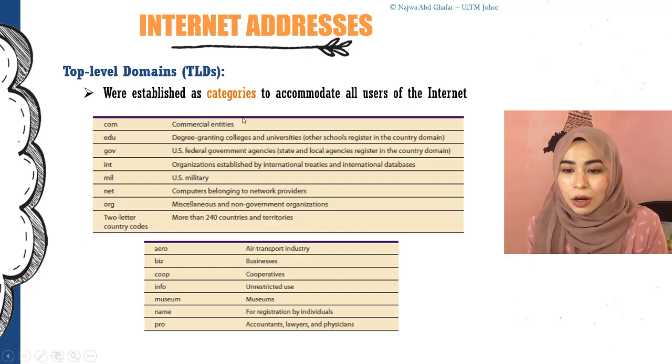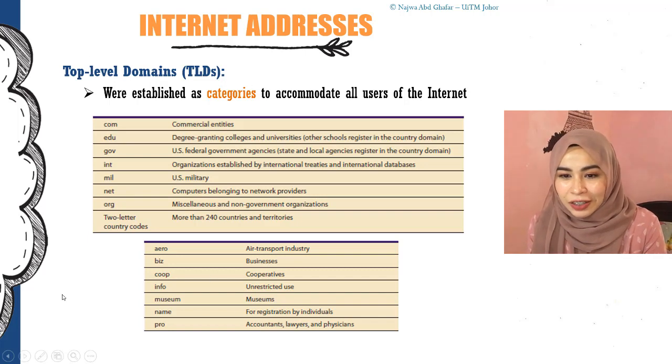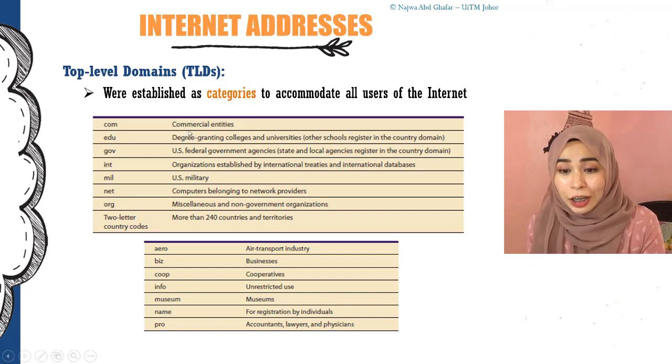If you see .com, it means commercial entities. If you see .edu, it means that website is for universities, colleges, schools, etc. If it's .org, then maybe it's for a non-government organization. You can even find two-letter country codes like .my, which stands for Malaysia, and .uk, which stands for the UK. So these are the top level domains which you can take a look at.